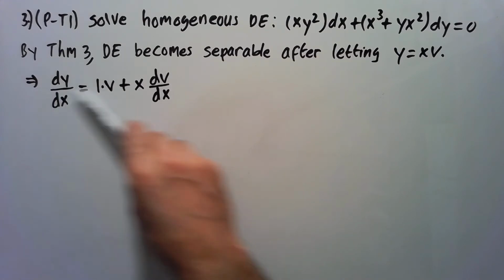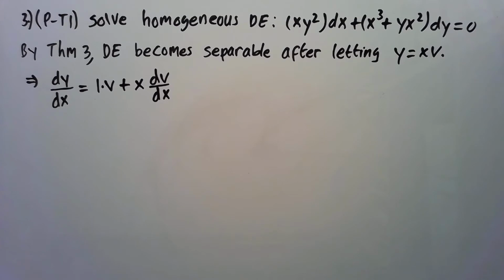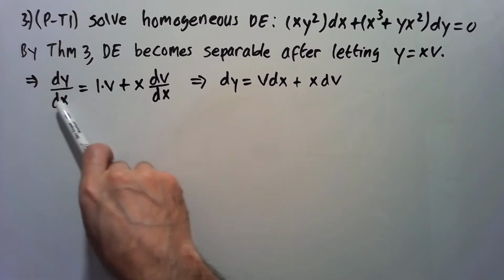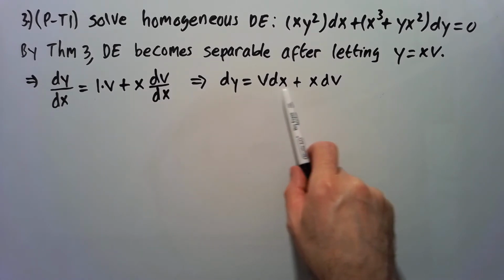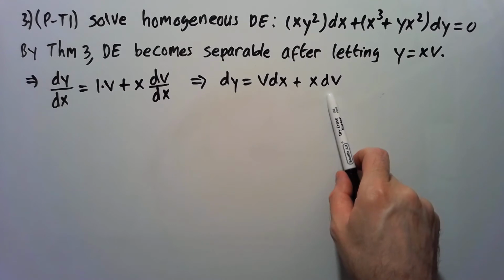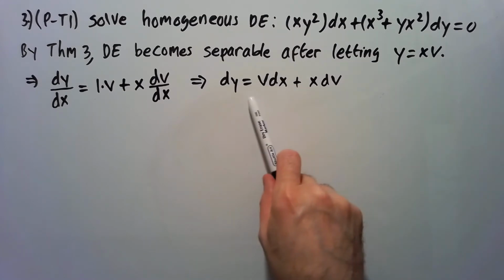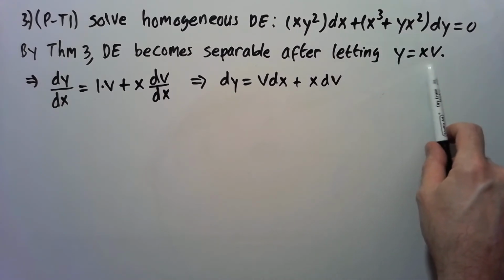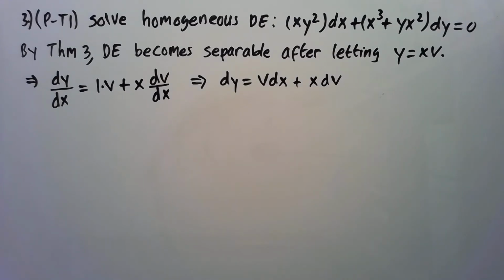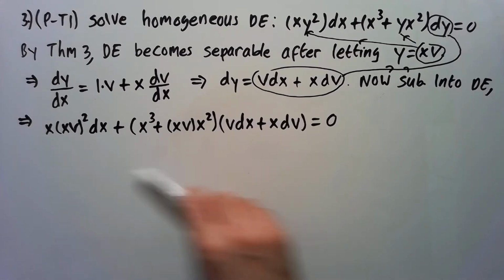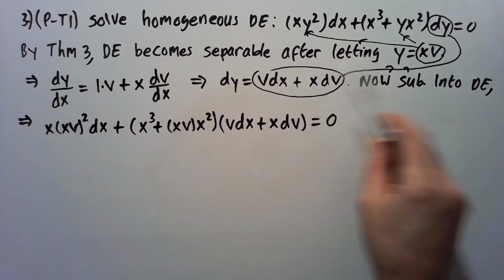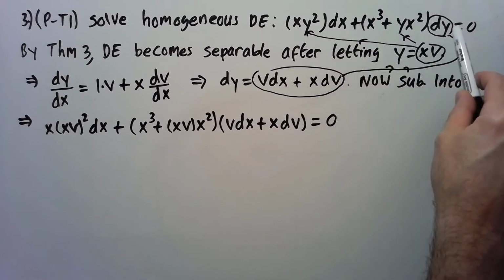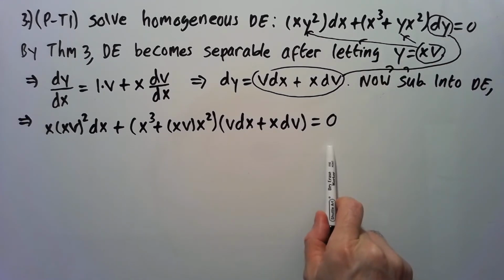Now let's multiply both sides by dx. So multiplying everything by dx here, we'll have dy equals v dx plus x dv. Now I'm going to substitute, so in place of dy I'm going to write this in my differential equation, and in place of y here and here I'm going to write xv. So let's make those substitutions. After making those substitutions, in place of dy we write this, and in place of y we write xv in this differential equation up here, and we get this.